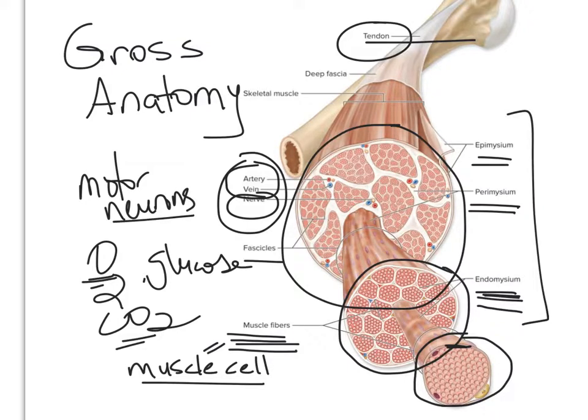Each neuron will have a long extension called an axon, and that axon will branch, and there'll be little knobs at the end called synaptic knobs. And the junction between the synaptic knobs of the axon and the muscle fiber is called the neuromuscular junction.